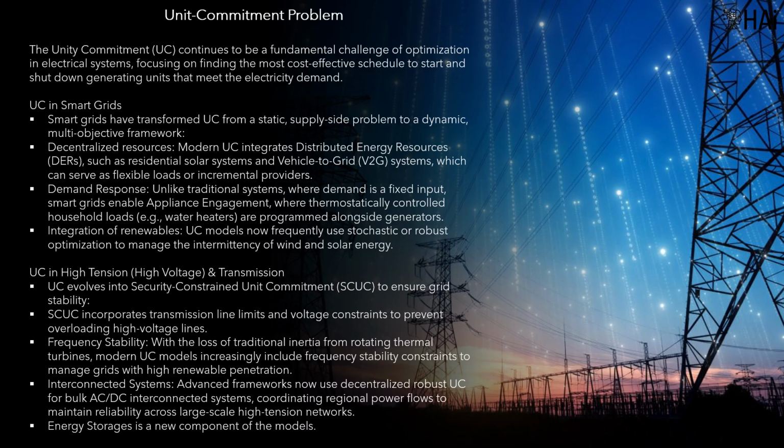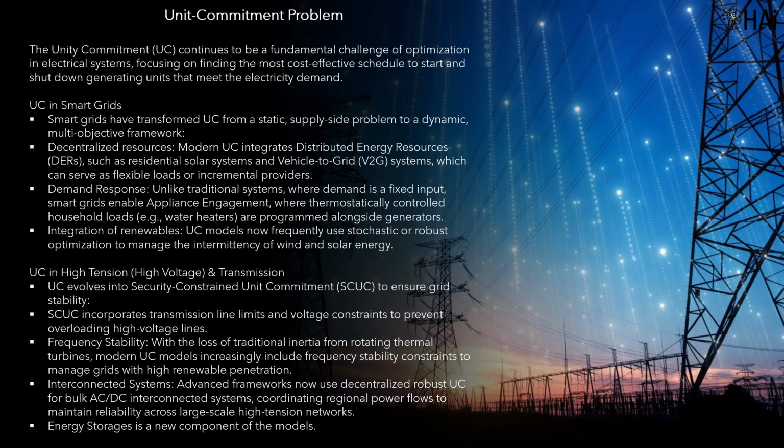Decentralized resources. Modern UC integrates distributed energy resources, DERs, such as residential solar systems and vehicle-to-grid, V2G, systems, which can serve as flexible loads or incremental providers. Demand response. Unlike traditional systems, where demand is a fixed input, smart grids enable appliance engagement, where thermostatically controlled household loads, e.g., water heaters, are programmed alongside generators.